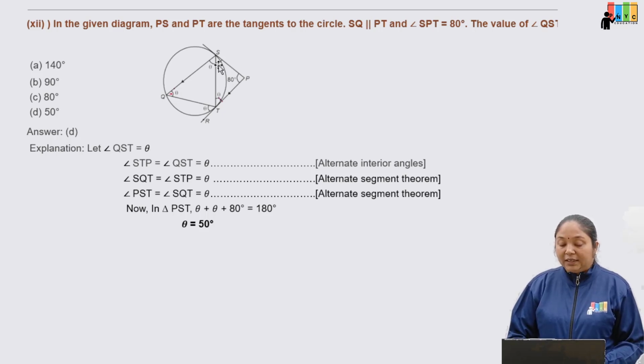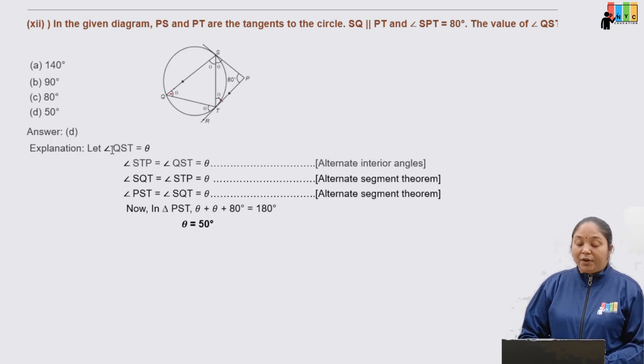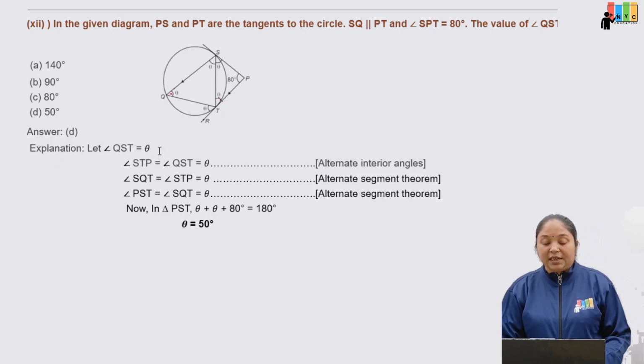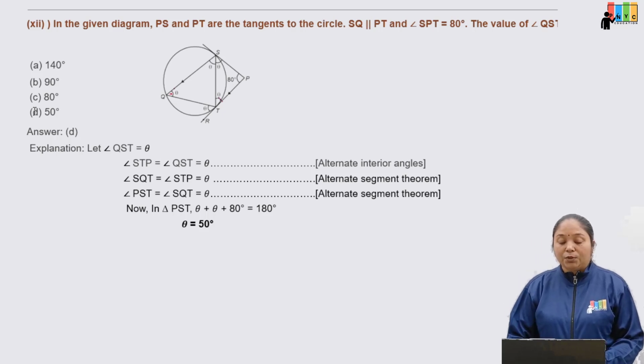So we know that this is theta, this is theta, this is 80. Addition of these three is 180 degrees. So what we get? 2 theta plus 80 is equal to 180 degrees. So theta will be 50 degrees. So what will be the QST? QST is theta, that means 50 degrees. Option number D is the correct option.